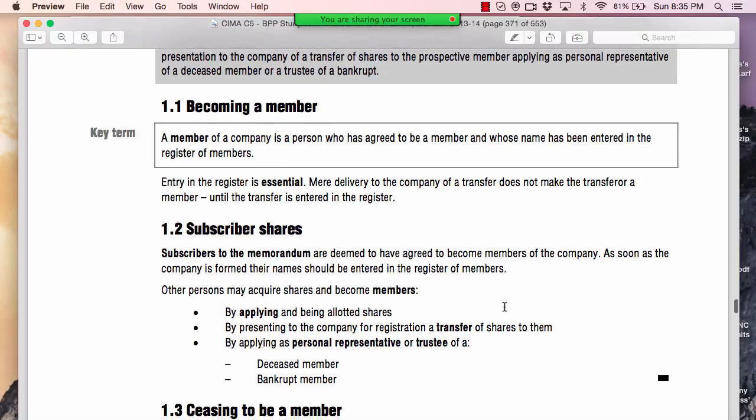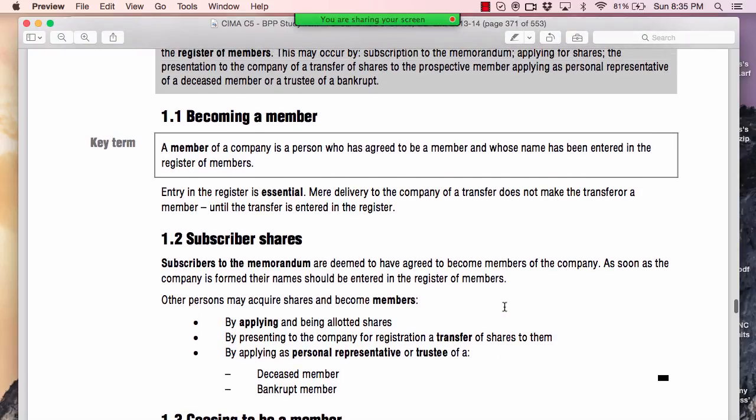So what is a subscriber of shares? What does this mean? It means you buy shares. Yes, other persons may acquire shares and become members by applying. What they mean is they apply for allotted shares. Allotted means shares have been allocated, and these shares need to be transferred to them, right?